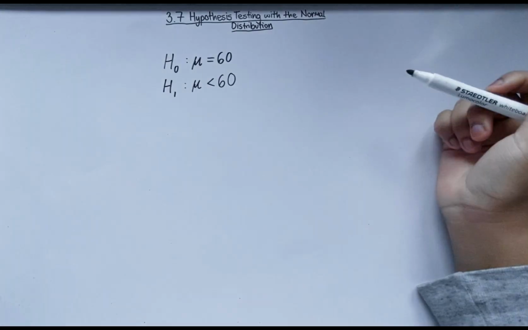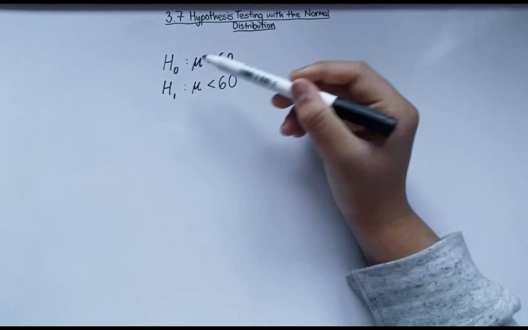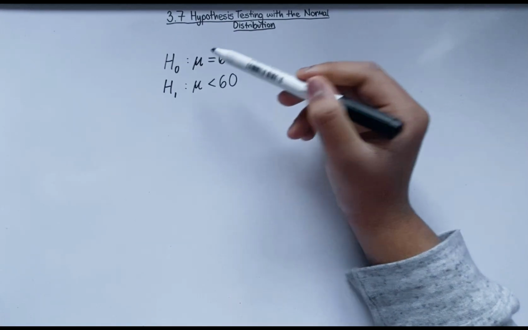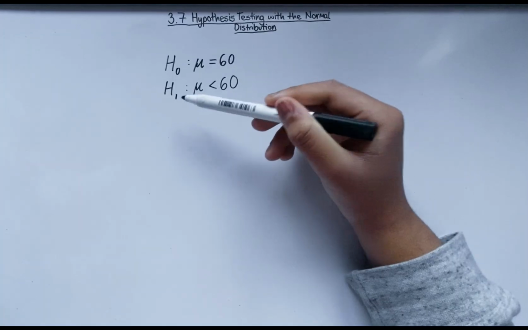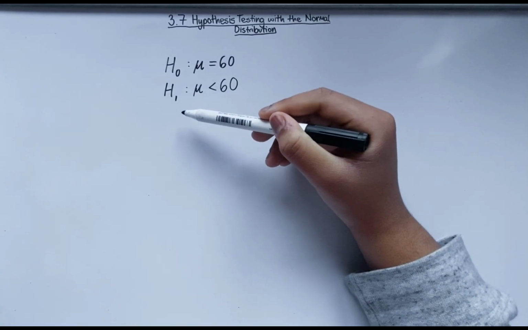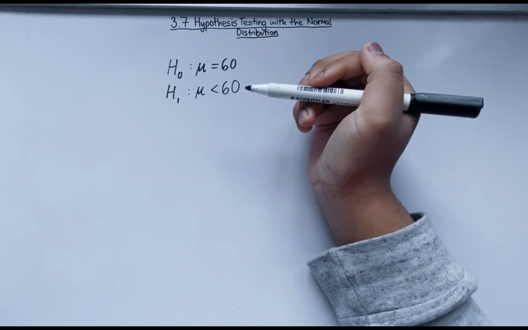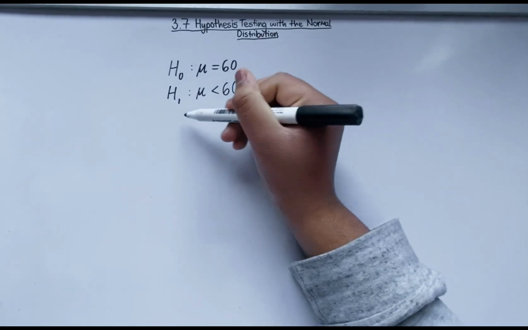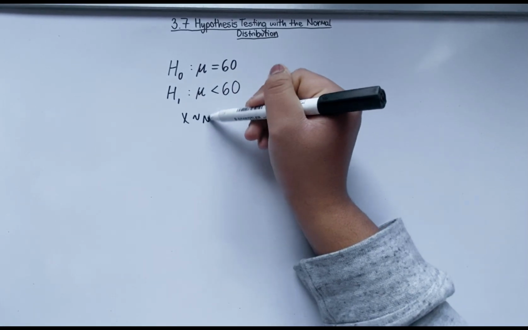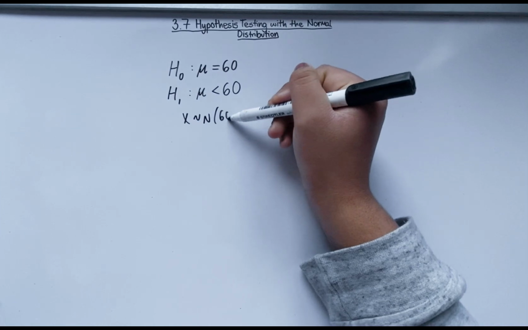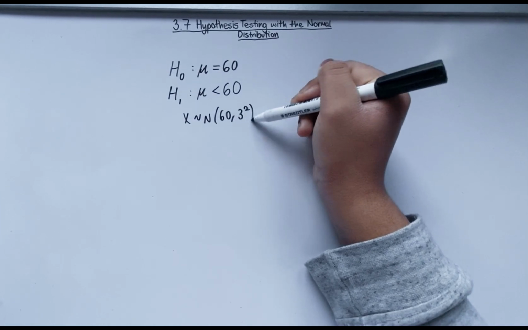We're testing to see whether the mean is being overstated, so our null hypothesis H0 is going to be that mu is equal to 60, and our alternative hypothesis H1 will be that mu is less than 60. If we let x equal the amount of juice in a carton, we assume H0, so x follows the normal distribution with a mean 60 and a standard deviation 3.